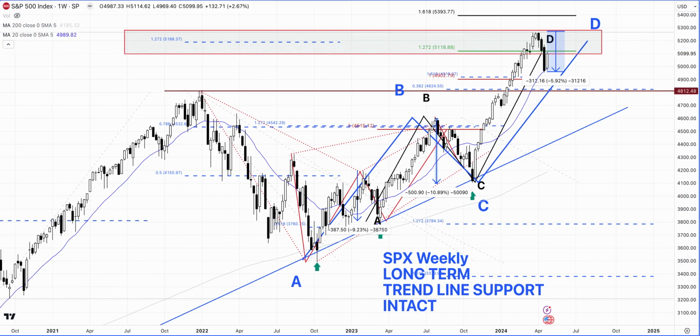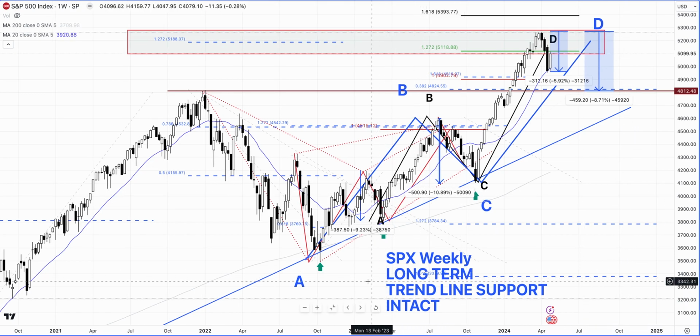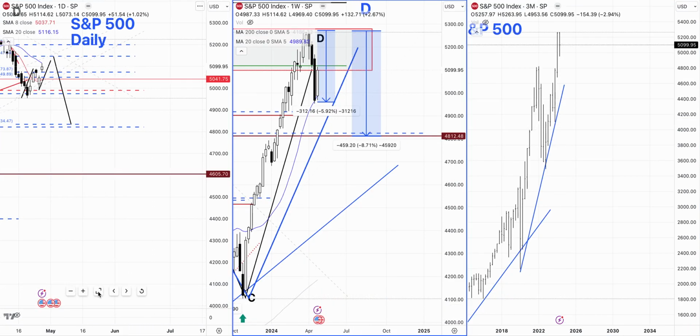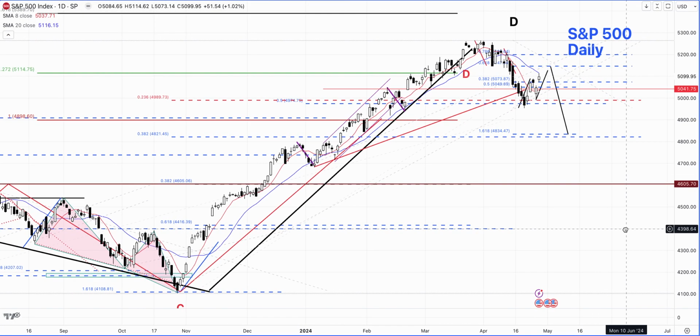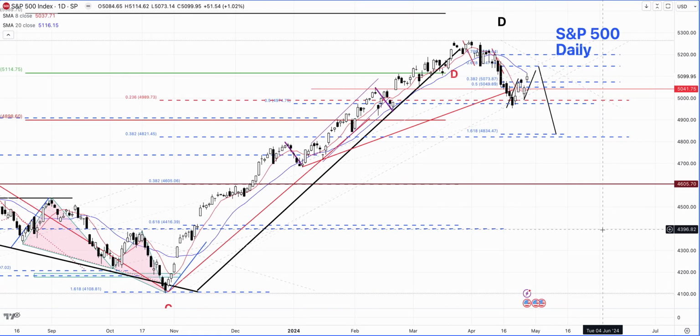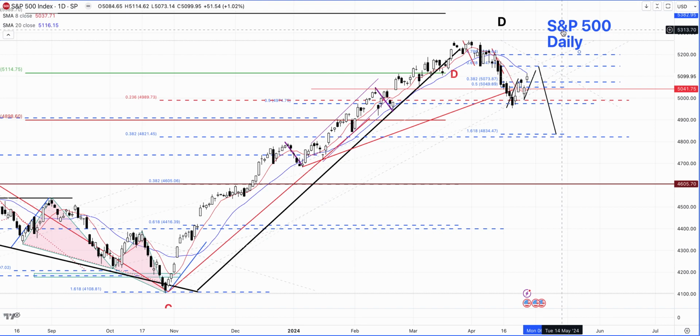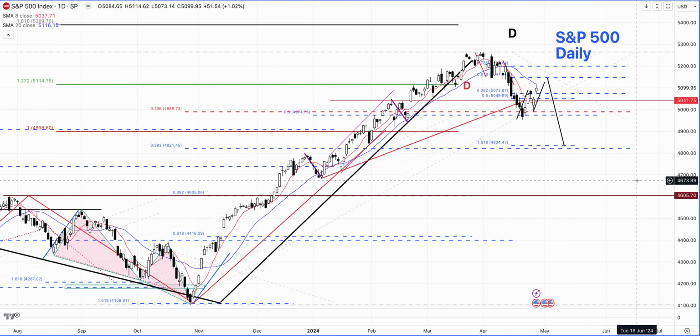And if that happens to be a target, then let's see in terms of percentage what kind of percentage points we are looking at. So we could be looking at about 8.71%, which is still a little bit smaller than this bigger BC corrective phase when it happened. So it is perfectly acceptable in my opinion. Now we'll move over to the daily chart, and we'll try to evaluate these three scenarios, how they may unfold.